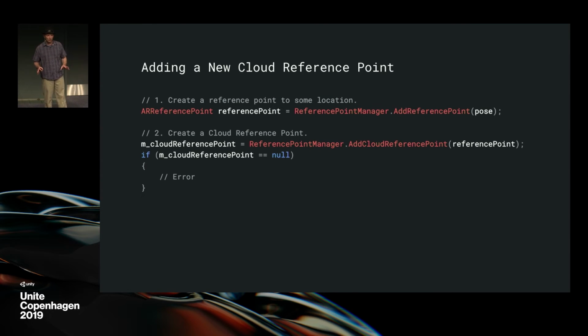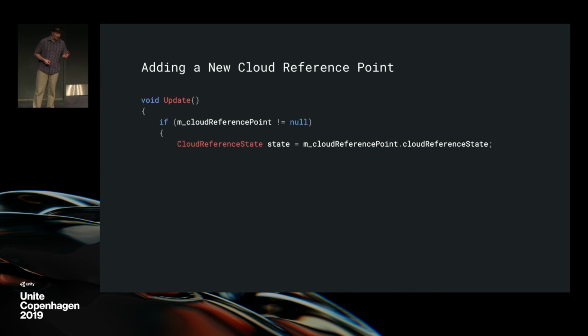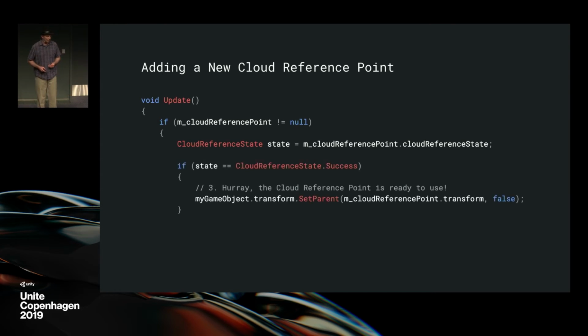There are a couple of cases, for example if you haven't fully configured your system, that might fail to create a point here. Now, in your update loop, you need to poll the state on that new cloud reference point to see where it stands. When it reaches state success, it's done and ready to use. Here I'm taking some random game object in my scene, and I'm setting the parent to the cloud reference point.